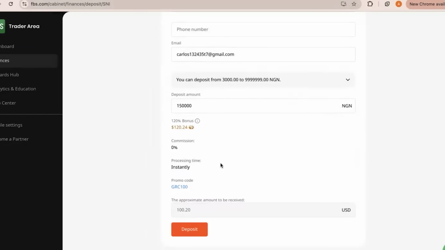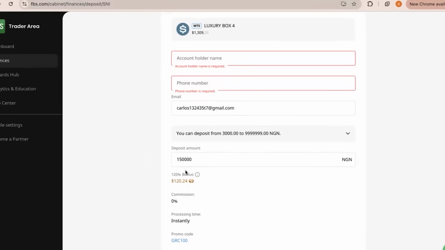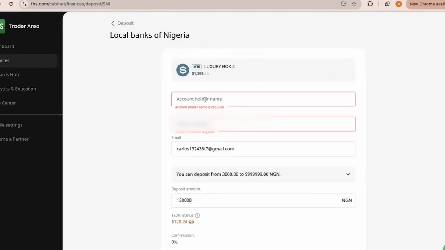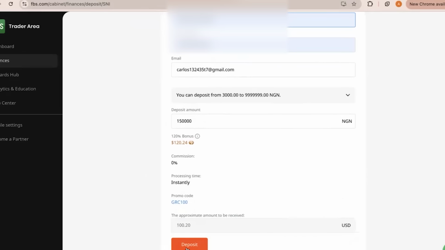So you apply the code. That's how it works, guys. So right now, I have 120% bonus, which is 120 USD of 100 US dollar. Now, the next thing you need to do is fill out all these details, all right? That is my name and all that. Then come here, click on deposit. That's how to deposit money on your trading account.